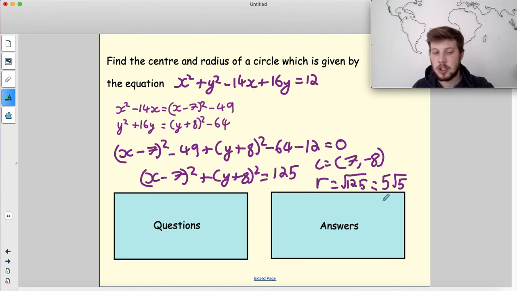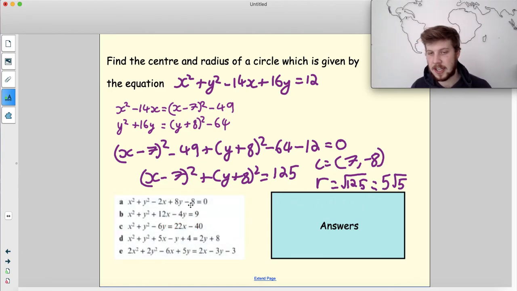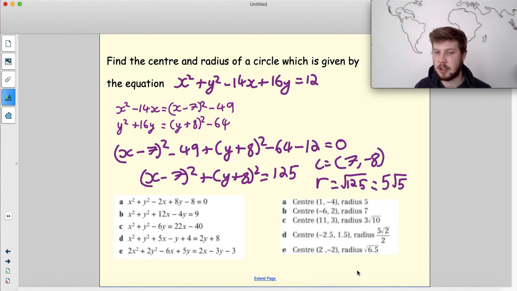Okay, so what I'd like you to do is pause the video and have a go at finding out the centre point and the radius for these types of questions, being very careful to make sure at each step that you're going to get it into this final form of x subtract a squared plus y subtract b squared equals our radius squared. So if you could pause it now and have a go at the questions A, B, C, D and E. Okay, and once you've had a go at them, the answers are here and I'd just like you to mark it yourself.